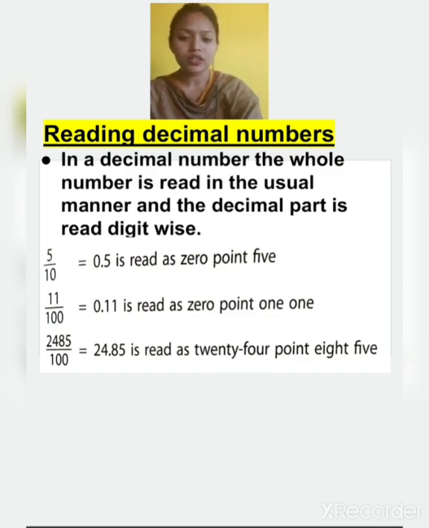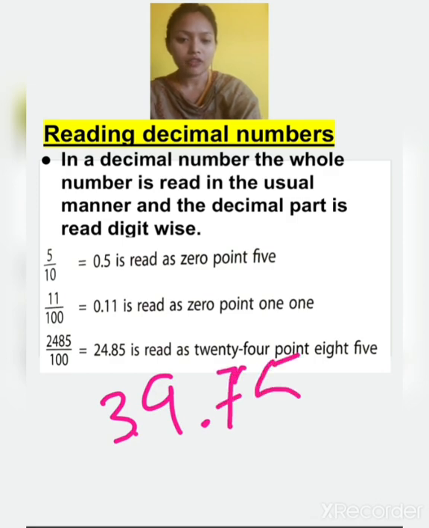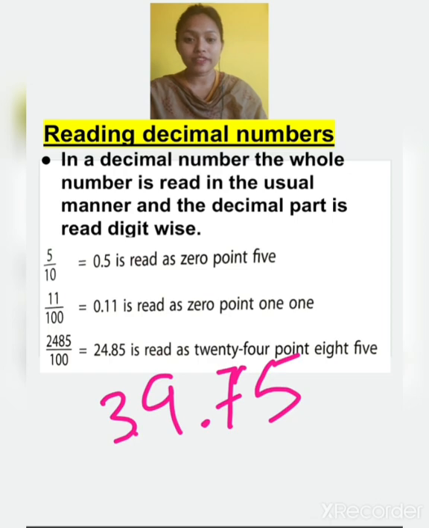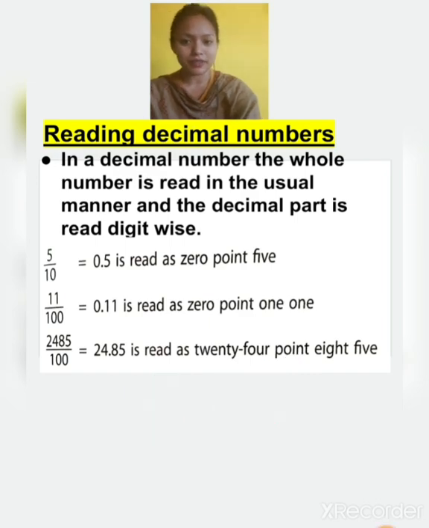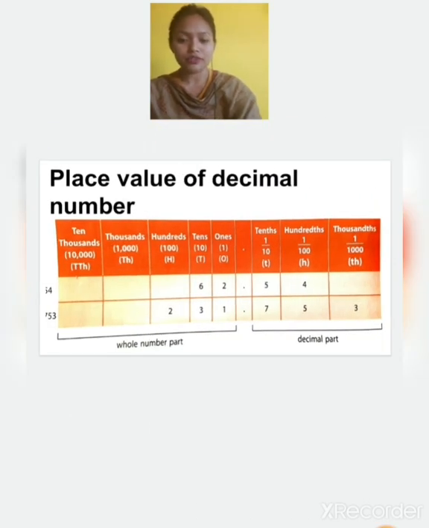So I'll give you one. If it is 39.75, how will we read this number? We will read it as thirty-nine point seven five, not seventy-five. So this is the correct way of reading decimal numbers. Now after this we will study about the place value of decimal numbers.